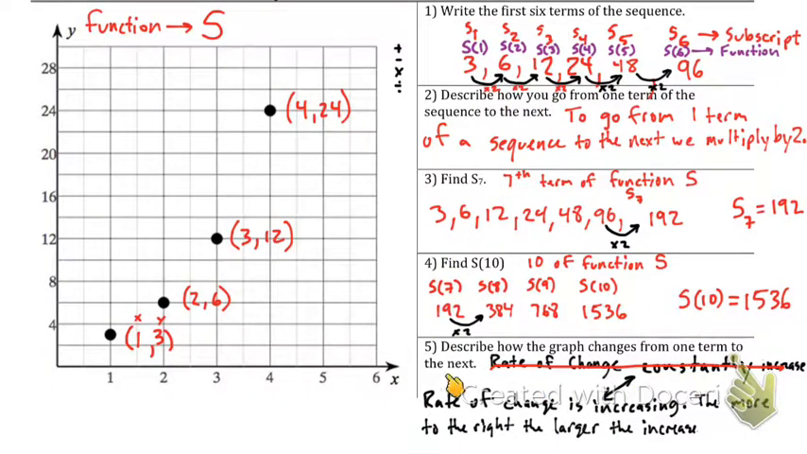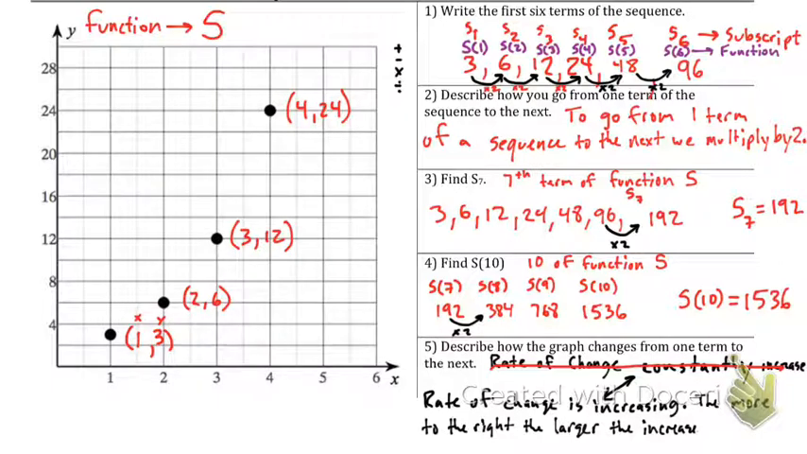Rate of change is, how does my graph change? Is it going up? If it's going up from left to right, it's increasing. If it's going down from left to right, it's decreasing. If it's going up like a line, that's constant. If it's going down like a line, that's constant. If it has a curve, it is not constant. The rate of change is not constant. So again, just some vocabulary words that we got to be comfortable with.